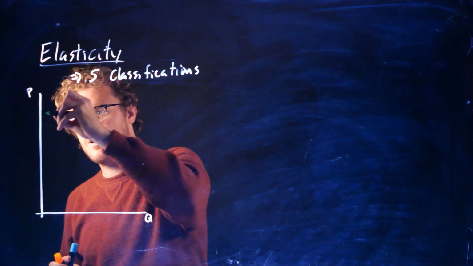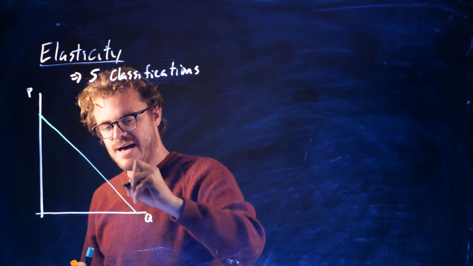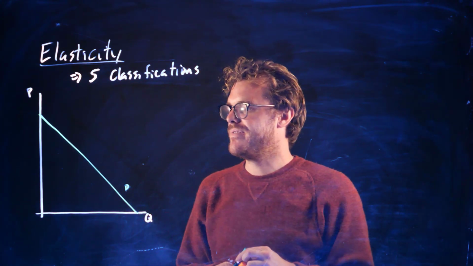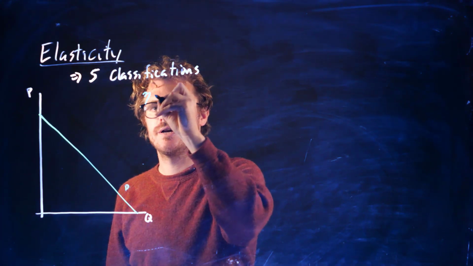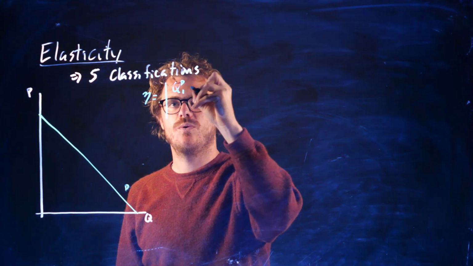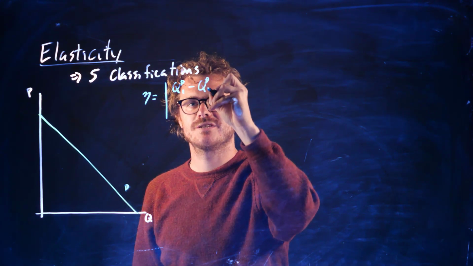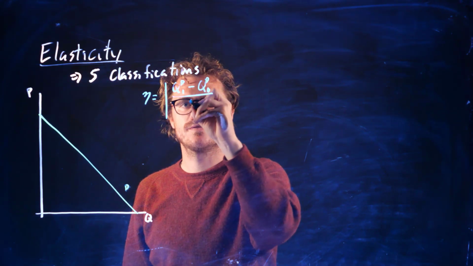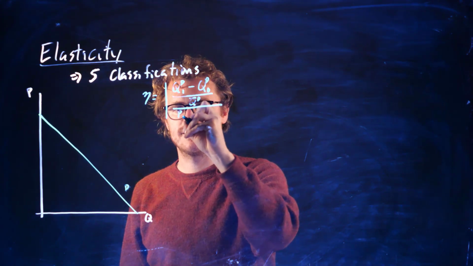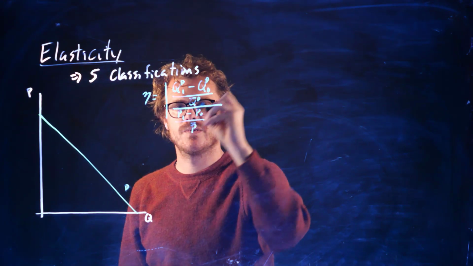All right, so we're going to draw this linear demand curve. Maybe it looks something like that. Here's our demand curve. We have our formula that we're going to rewrite. So remember, it's QD2 minus QD1 over the mean, overall, like the percentage change in price using that midpoint method.